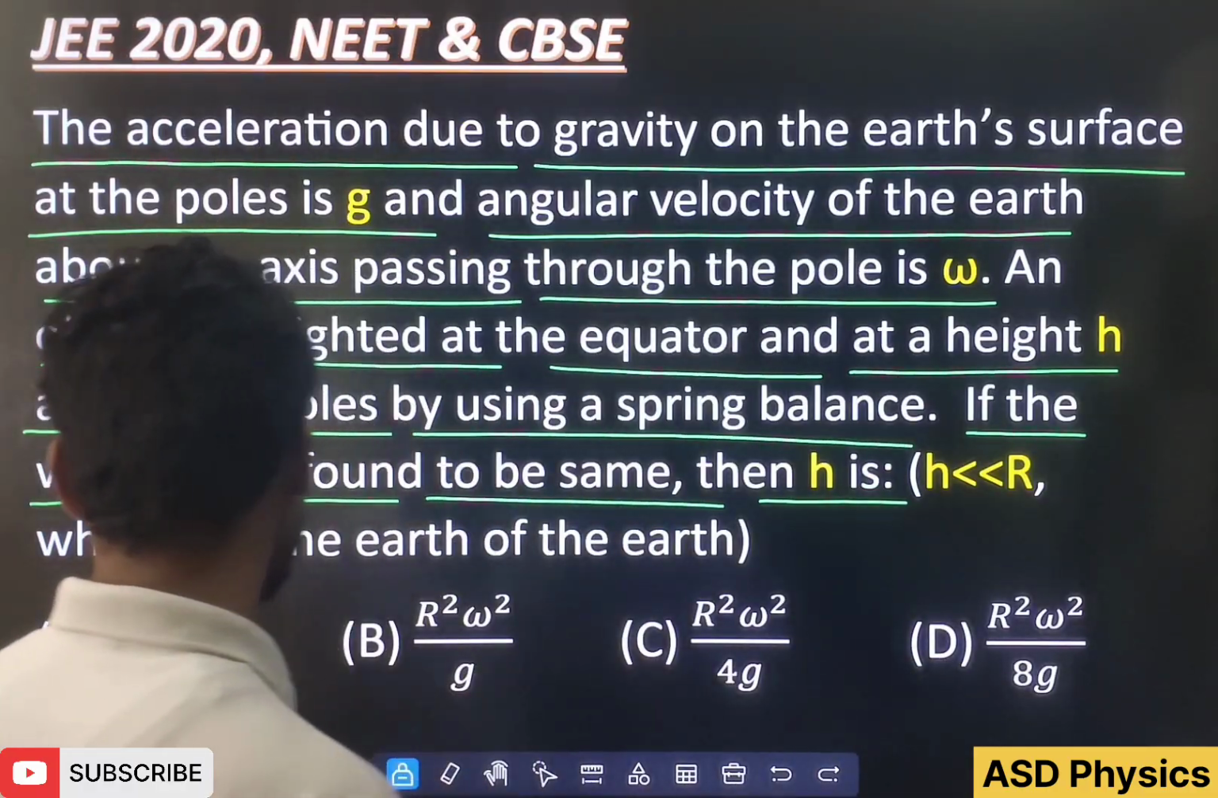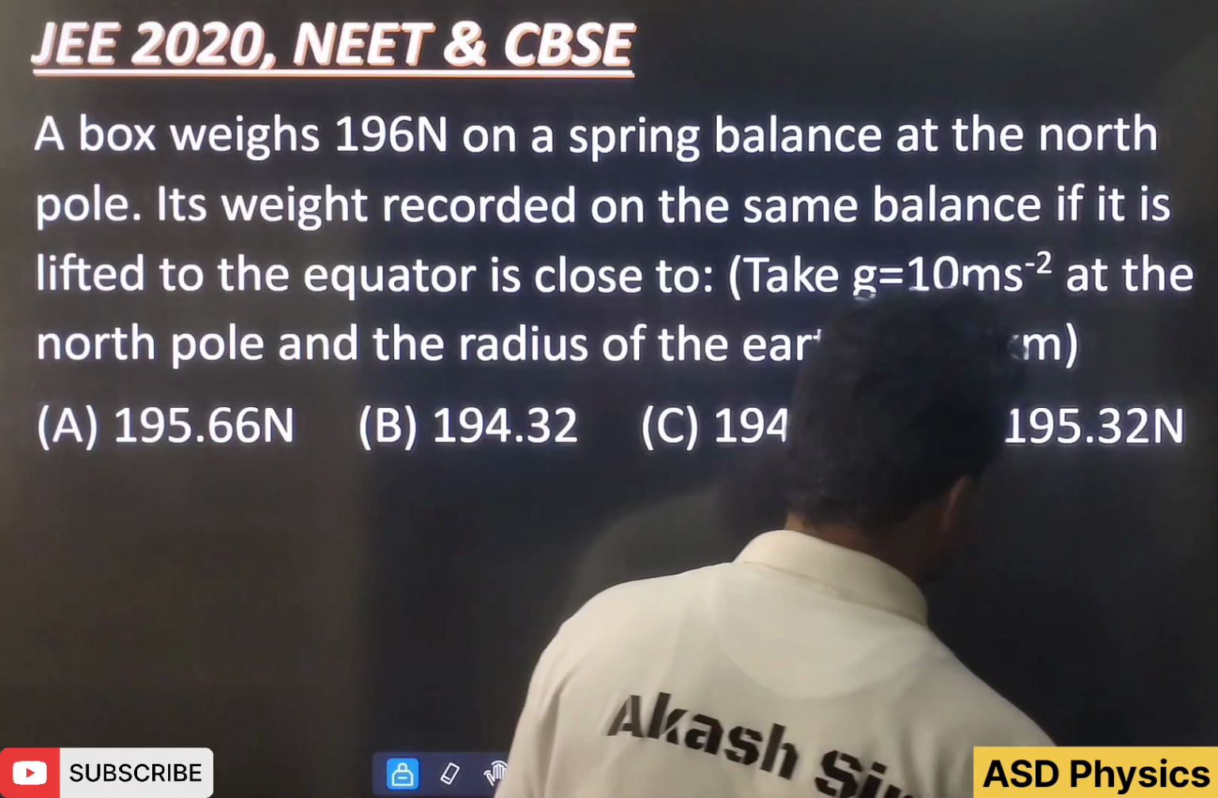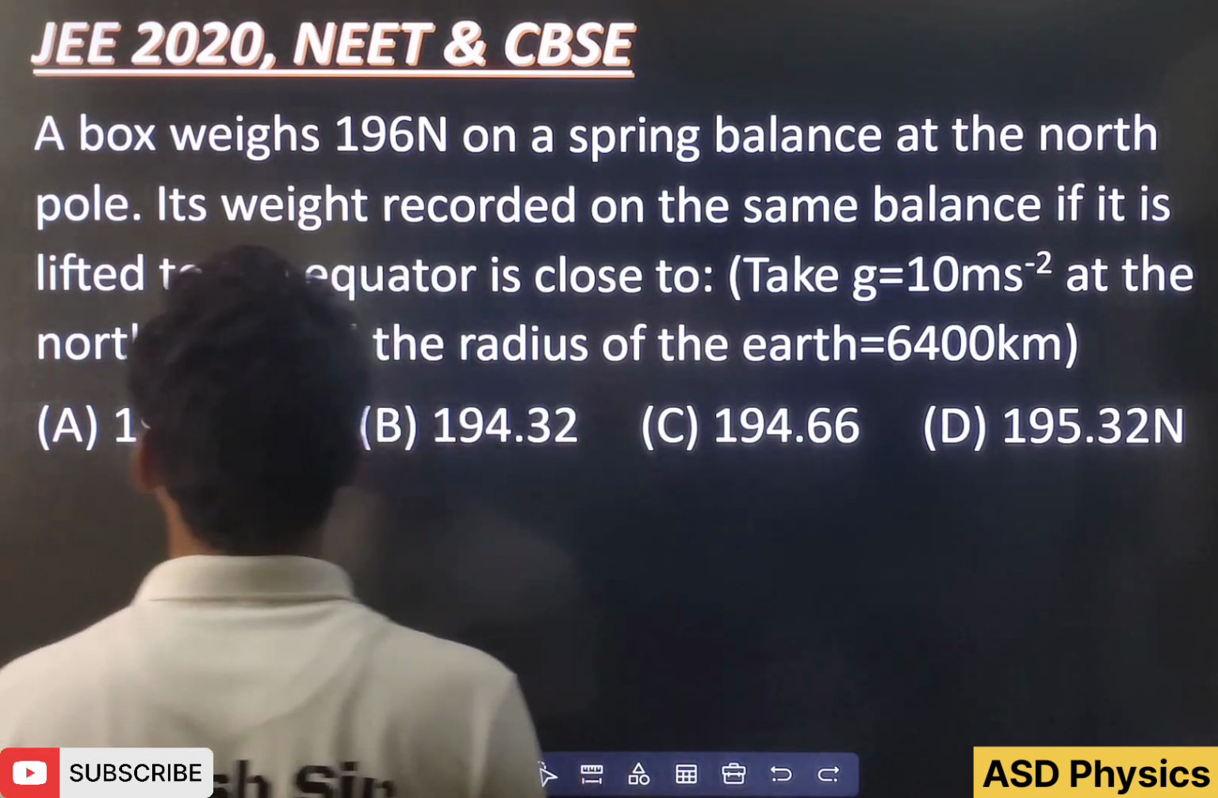So which option is correct here? R square omega square by 2g. The correct option is option A. Okay, great. Now let's see the next question.